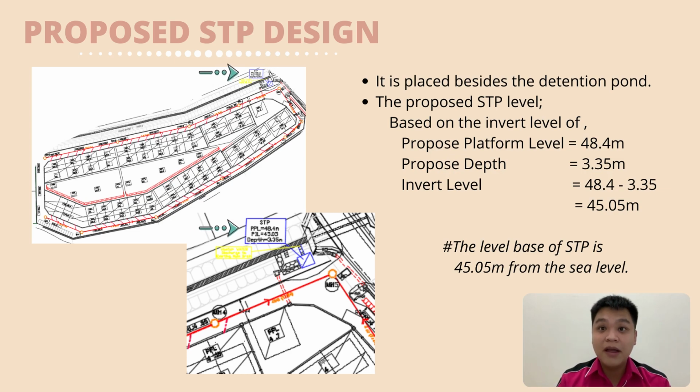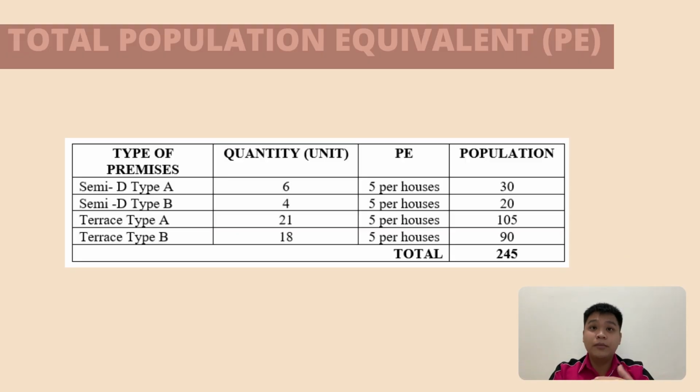So we can get 45.05 meter. The level based on FTP is 45.05 meter from the sea level. Total population equipment PE: by following the standard of the resident house, it will be considered the maximum of 5 PE per house. So we can calculate all the quantity of unit or house in this project. So type 5, we can get the total of 245 population.